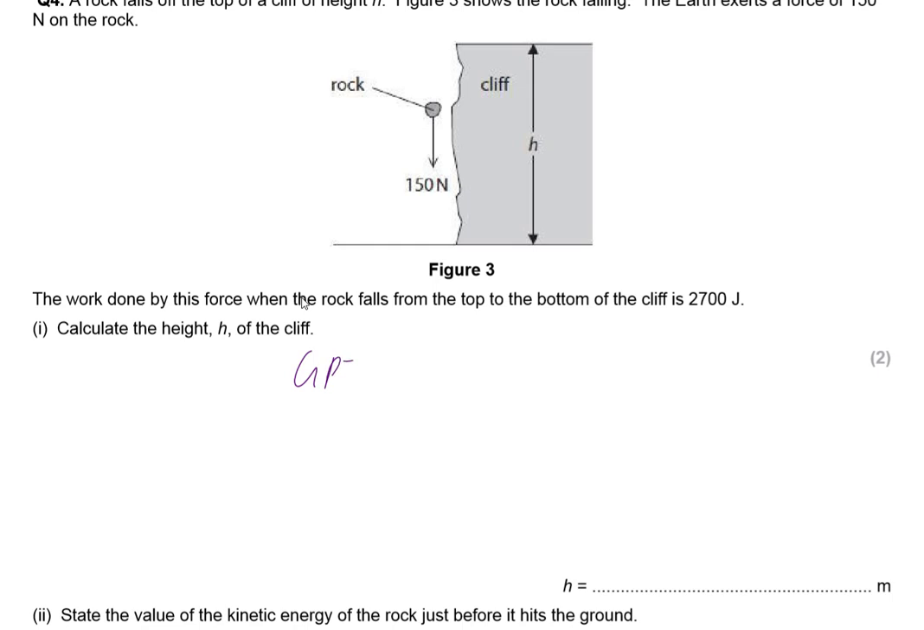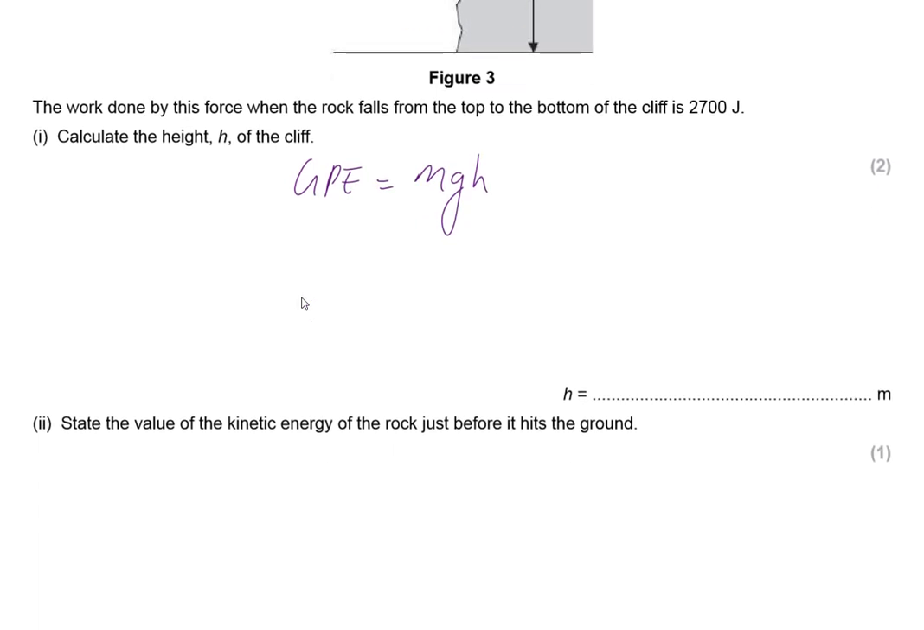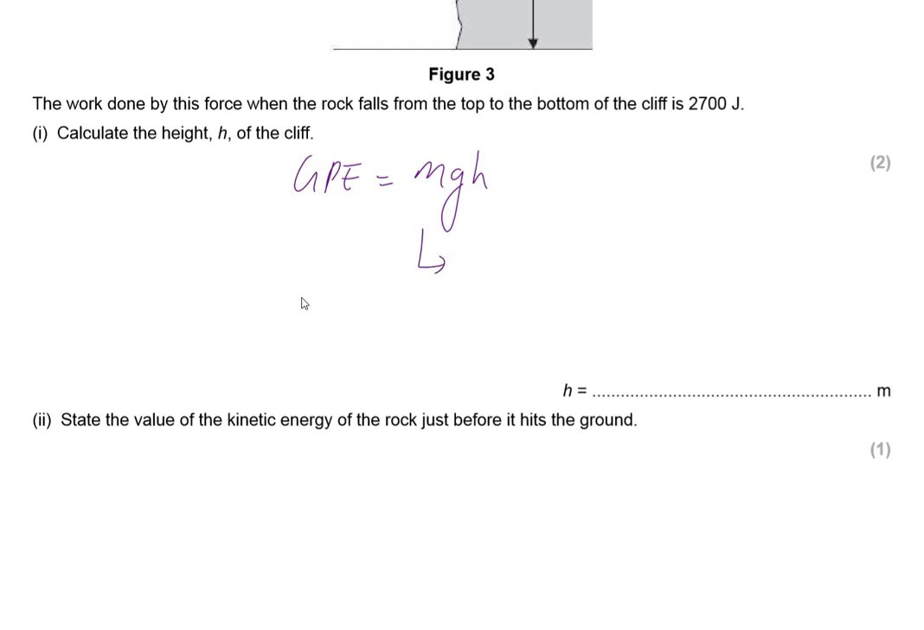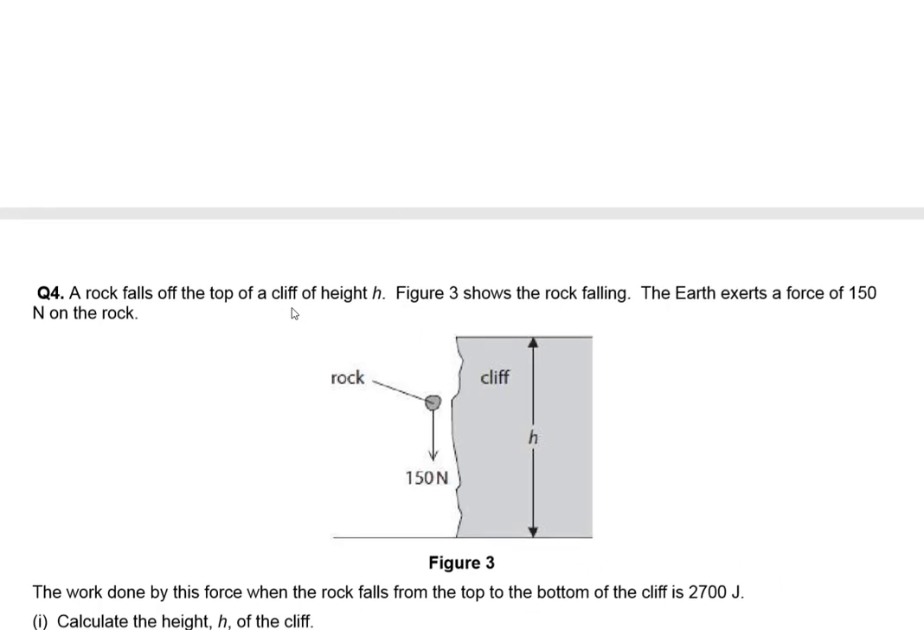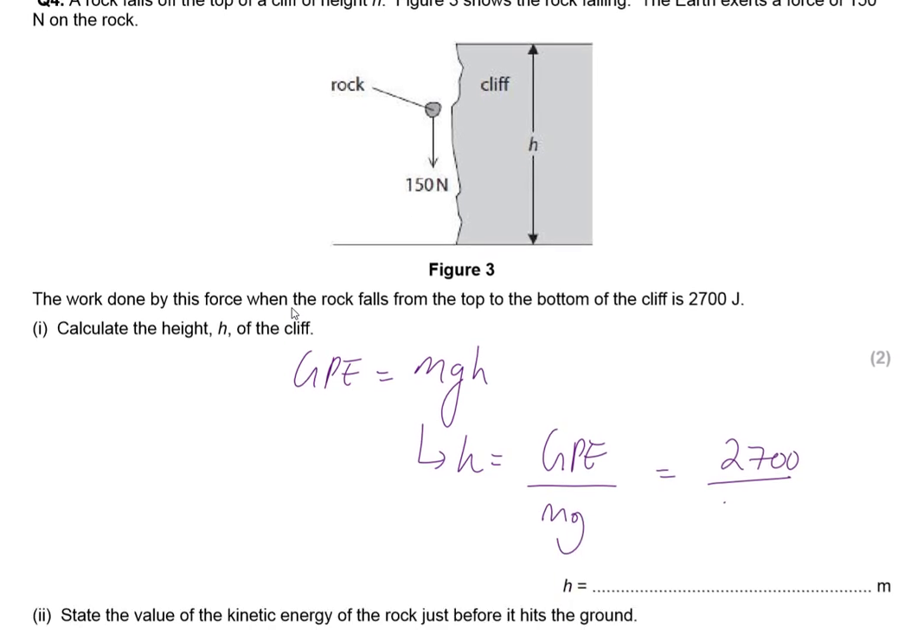Now this one we need to remember. GPE equals mgh. We need to rearrange for h again. We need to be able to rearrange equations, guys. So this is 2 marks there. h equals GPE over mg. GPE is 270 over m. What's the m? Oh, we don't know what m is. Oh yes, we do know.